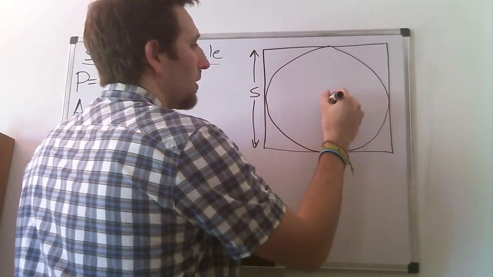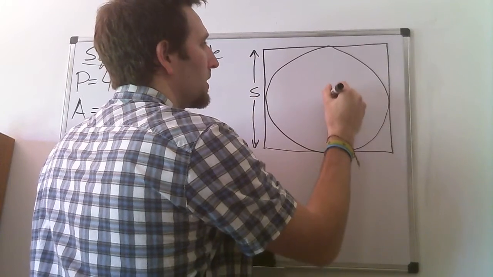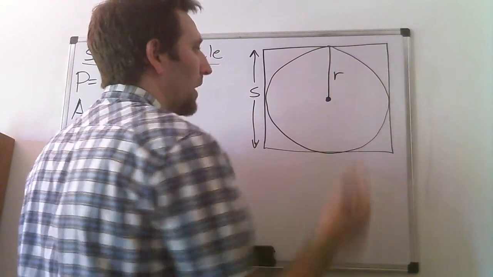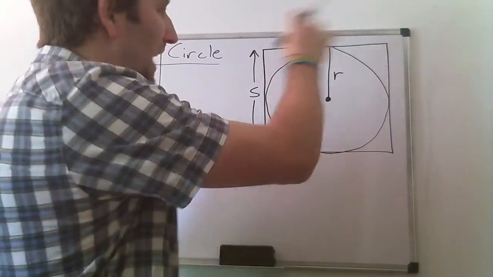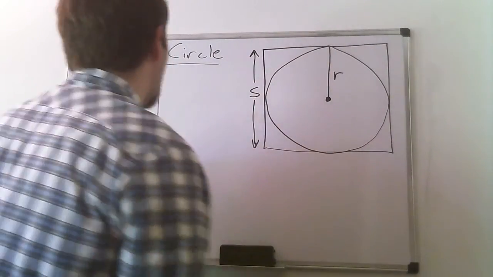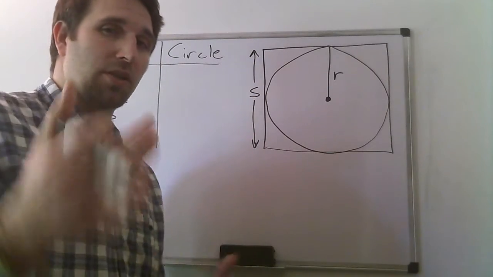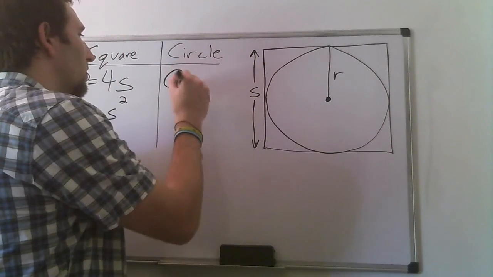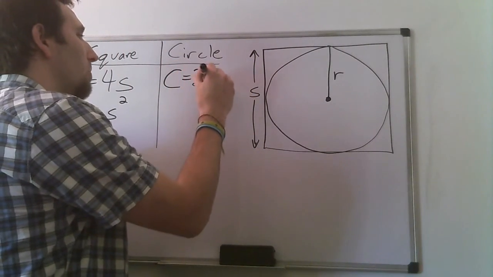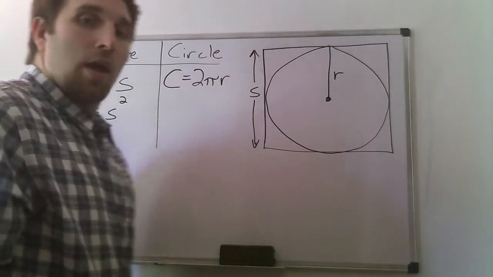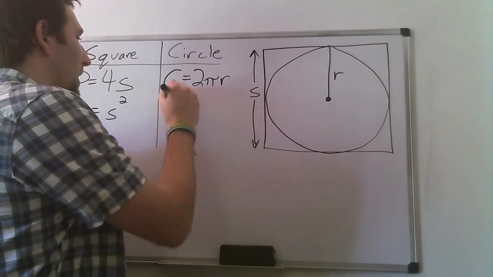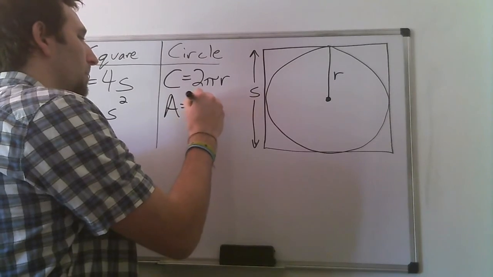So this is the radius here. The radius is just drawn from the center of the circle to any of the edges. And if we want to know the perimeter of a circle, it's actually called the circumference. So the circumference of a circle is given by the equation 2 pi r. And the area is given by pi r squared.